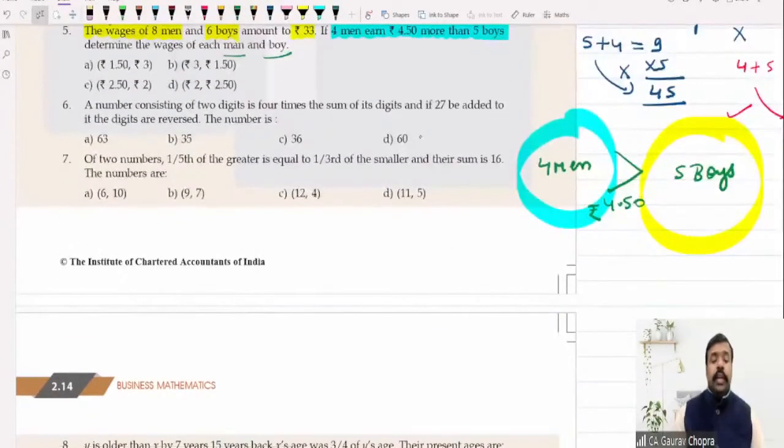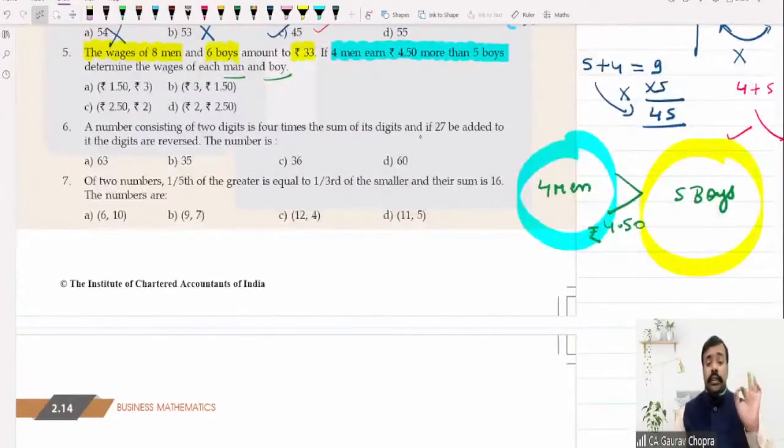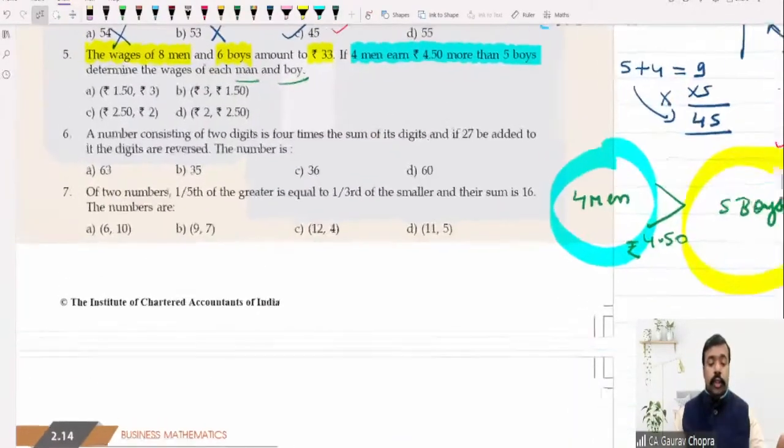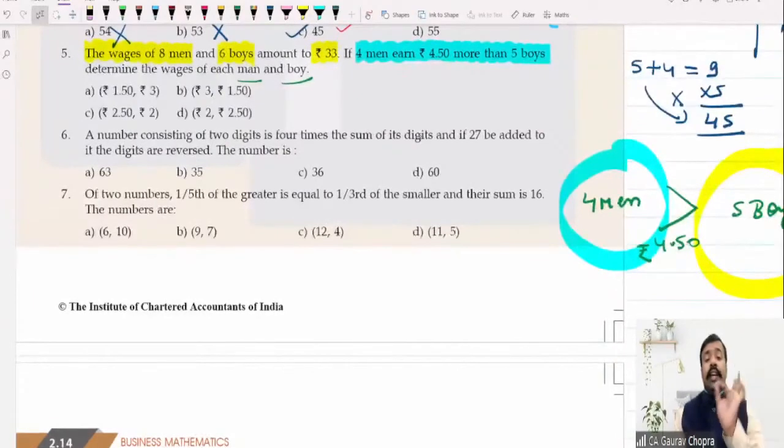So simply we can go by options. Now see, when we are checking the first option, the first one says 1.5, 3. So clearly we see that the earning of men, the wages of men, will be more as compared to boys. The first option will be rejected.